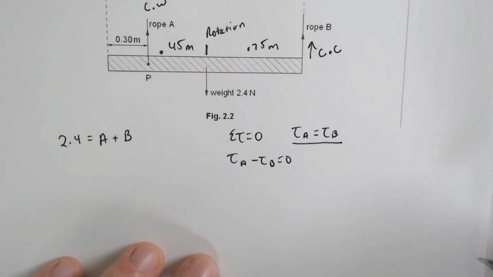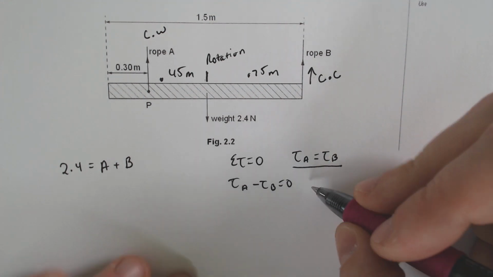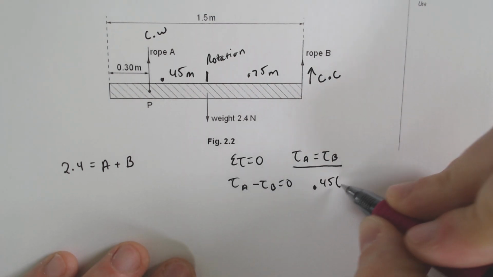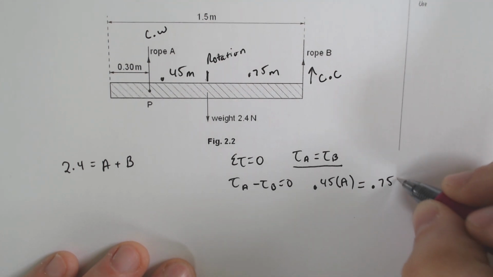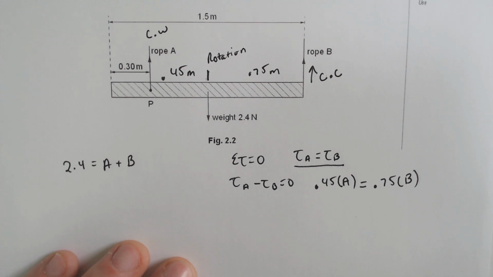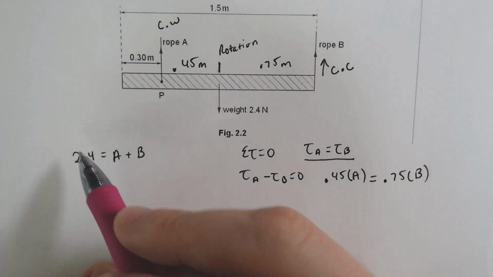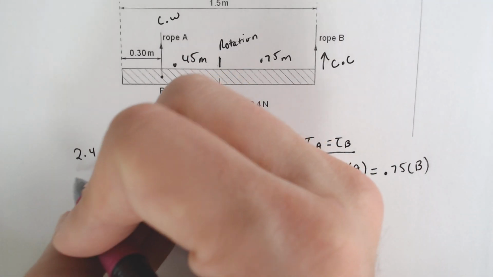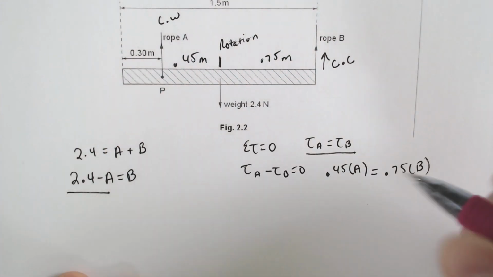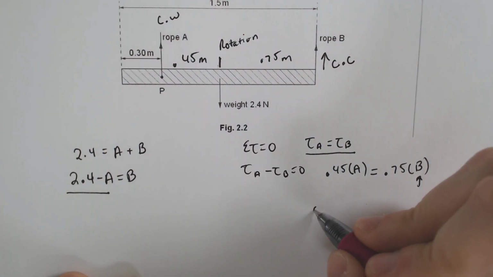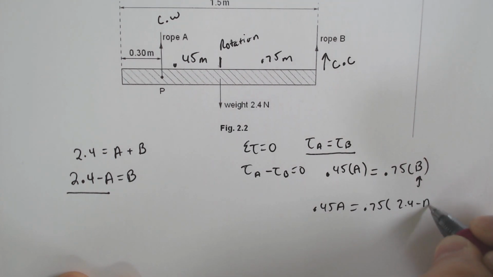So I'm going to do torque A equal to torque B, because those have got to be in equilibrium since it's not going to rotate. So this is going to be 0.45 times the force due to A, or the tension in A, must equal 0.75 times the force due to B, or the tension in B. Now, I am going to solve for B. 2.4 minus A would equal B. I can substitute this in for B. So 0.45A would equal 0.75 times (2.4 minus A).